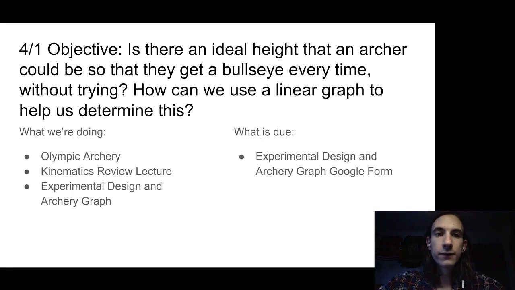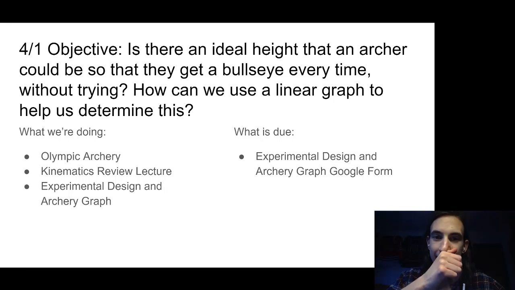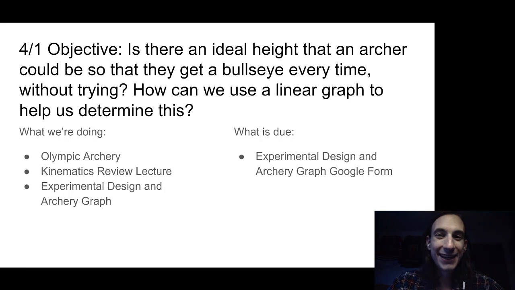Okay, hi everybody. So what we're going to be looking at today is kind of a continuation of what we did yesterday, in that we want to figure out is there some ideal height that an archer could be so that they get a bullseye every single time without even having to aim anything? And then can we use a linear graph to help us determine this?